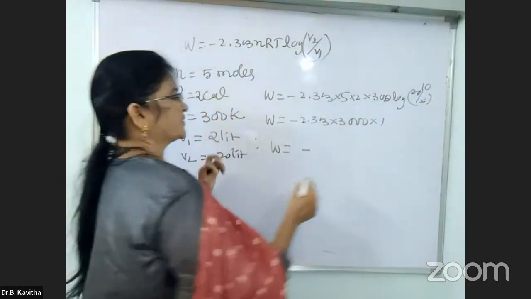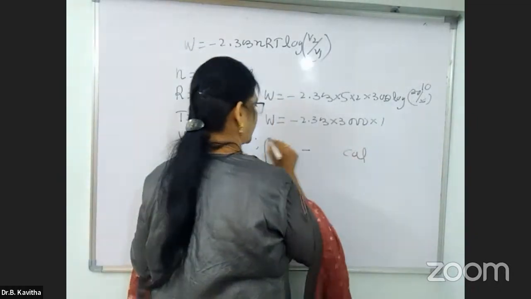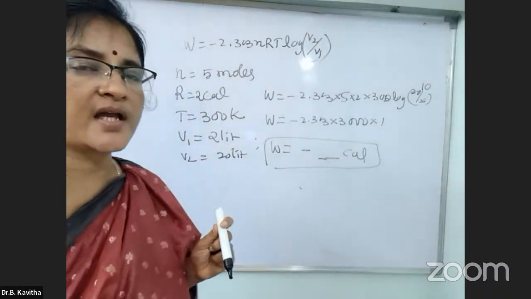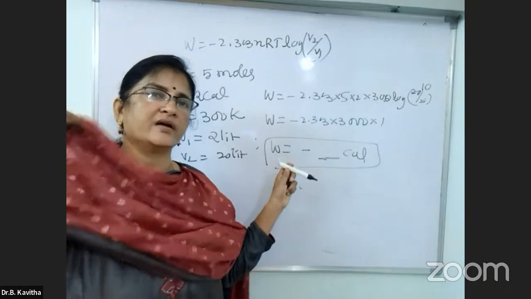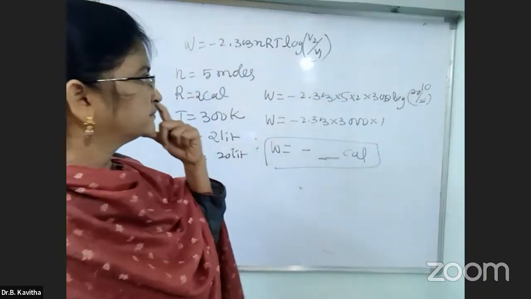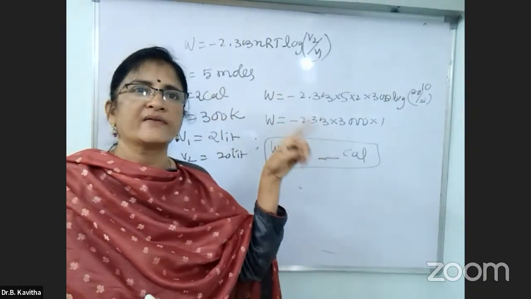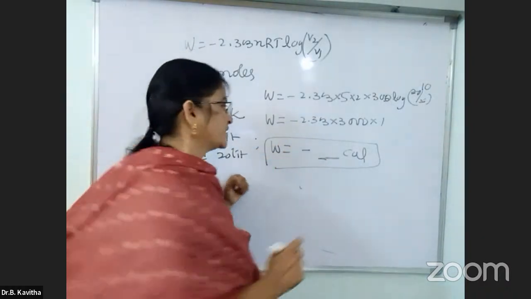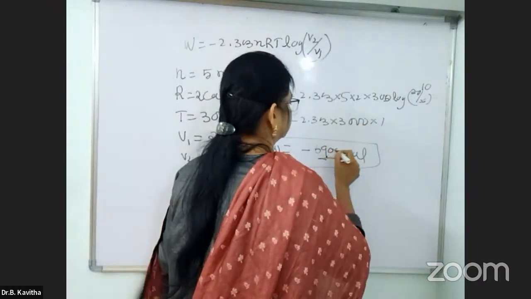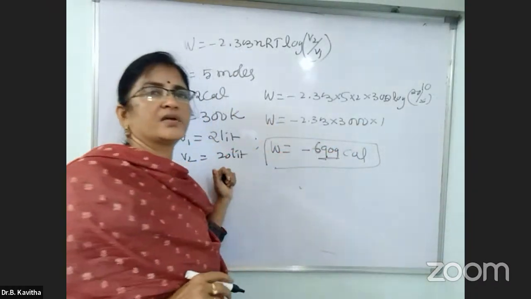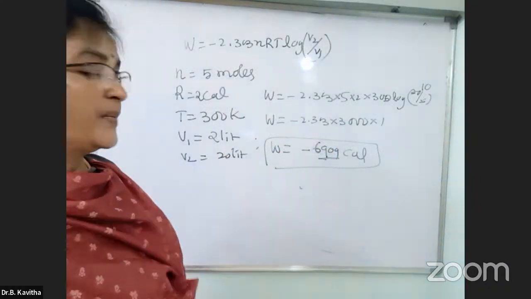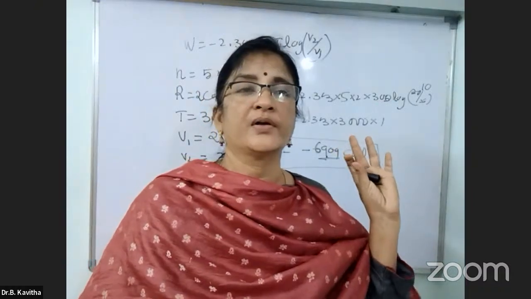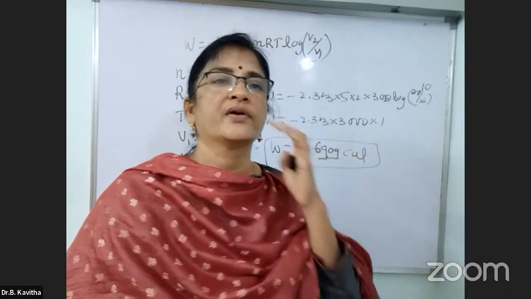Since we substituted R in calories, the answer will be in calories. You calculate and tell me the value, I'll write it here. So the first part is over, you have calculated the work done. The answer is 6909 calories. Right. Now what do they ask to calculate in this process? Q and delta U.